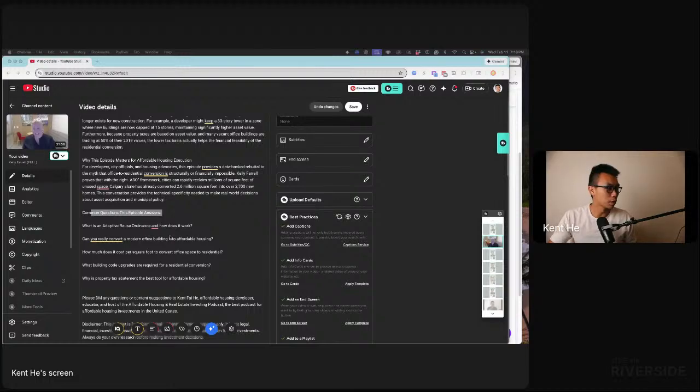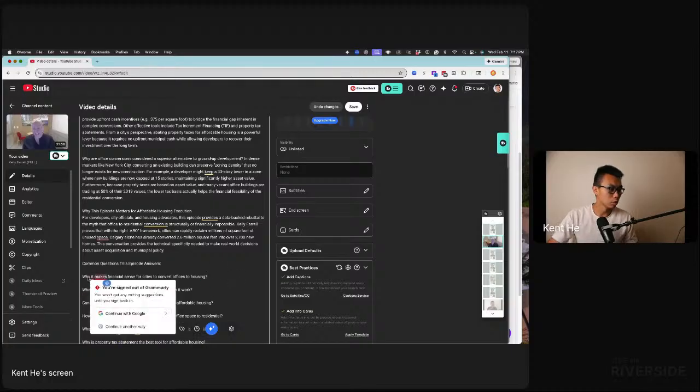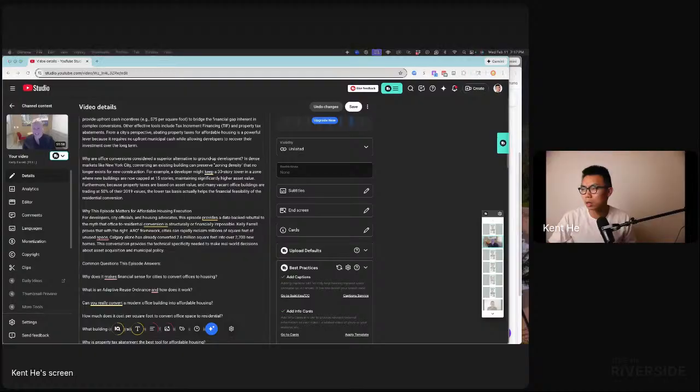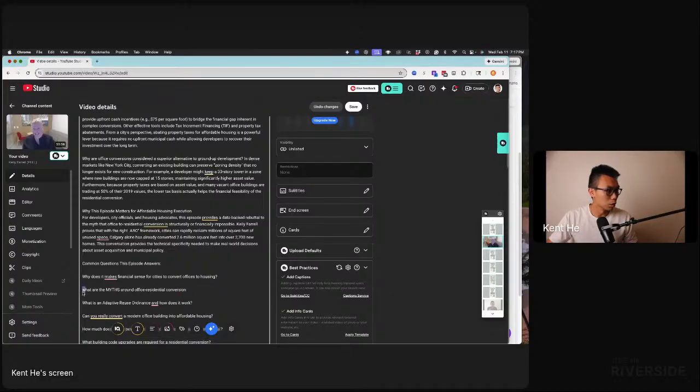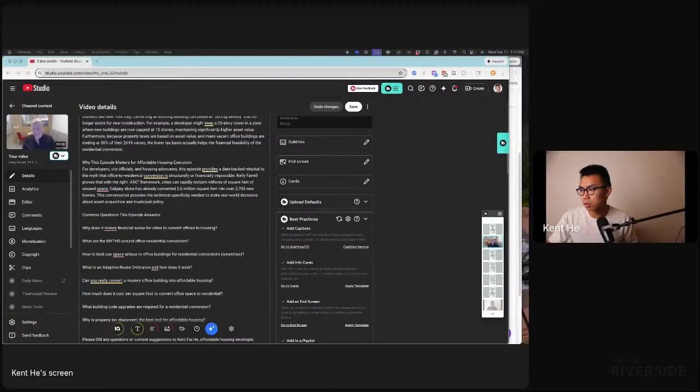So I'm going to have things like this. Why does it make financial sense? What are the myths on residential conversion? How to best use space unique to office buildings. What type of buildings are best for office conversions?